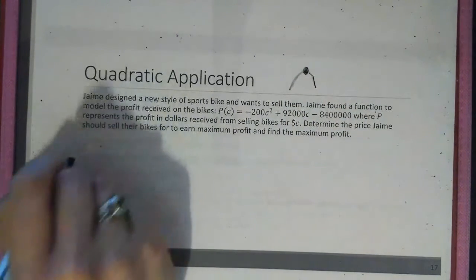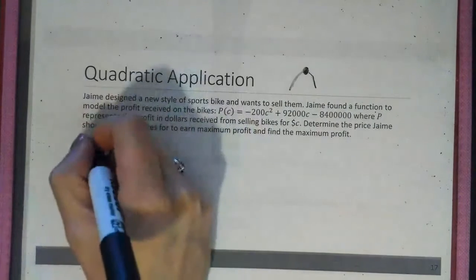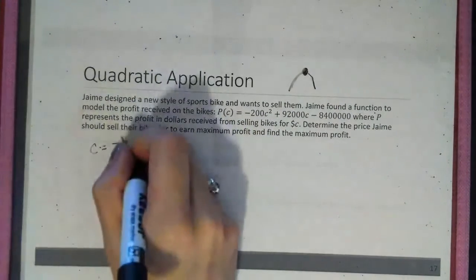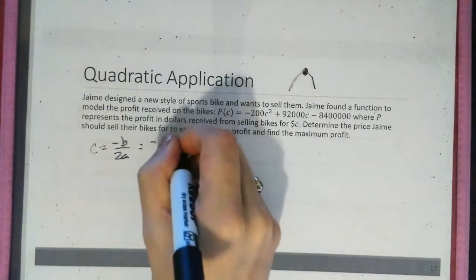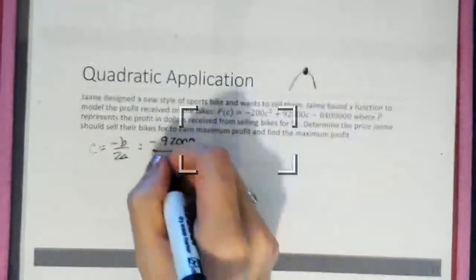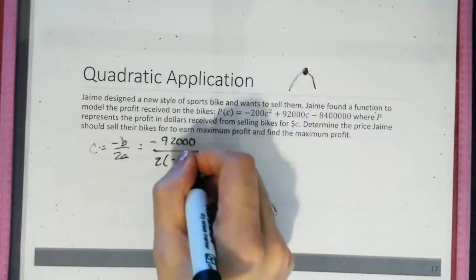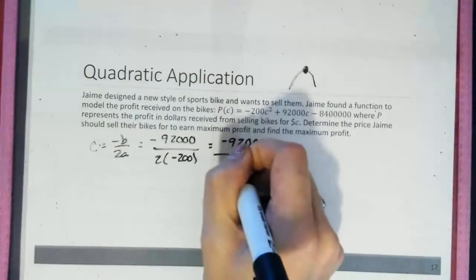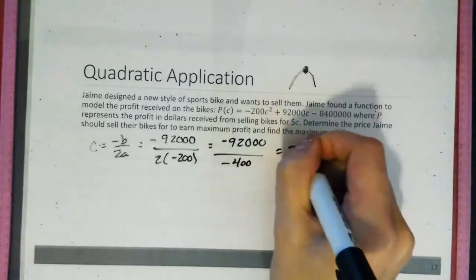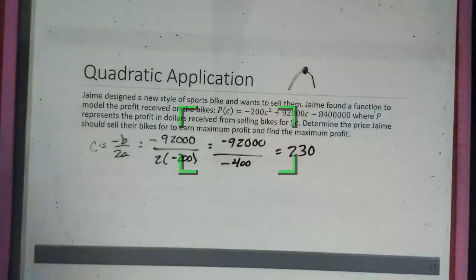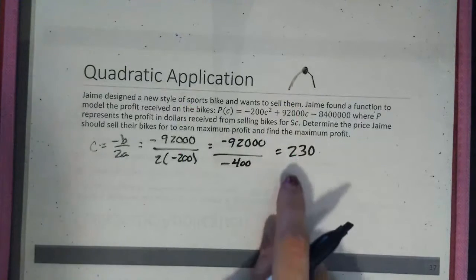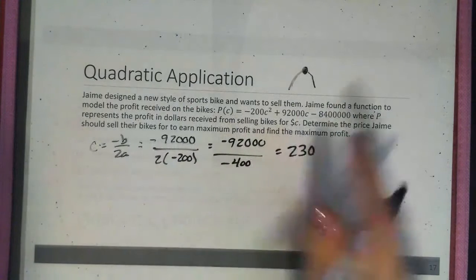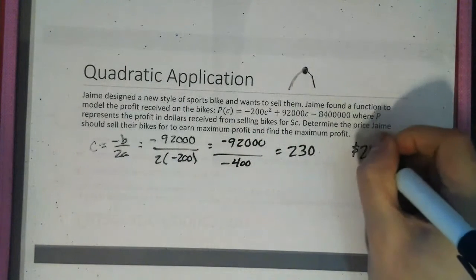So if we want the vertex, then our x value, which we're using c instead of x, will be at negative b over 2a, which would be a negative 92,000 over 2 times negative 200, which is negative 92,000 over a negative 400, which is 230. That means that our C value, which is the price we should sell the bikes at, is $230.